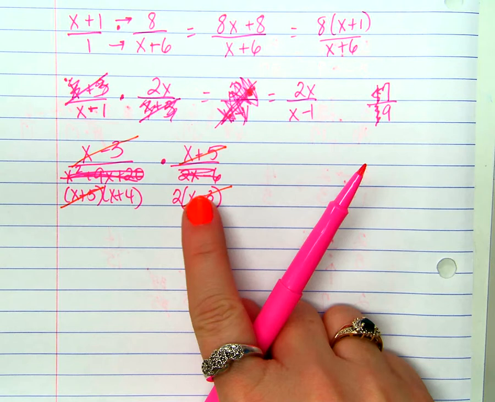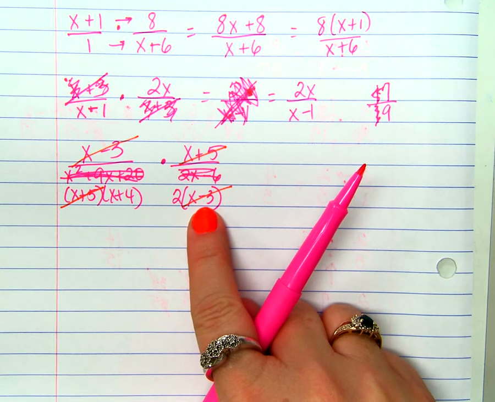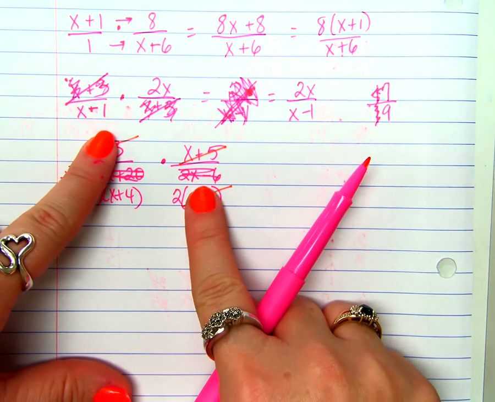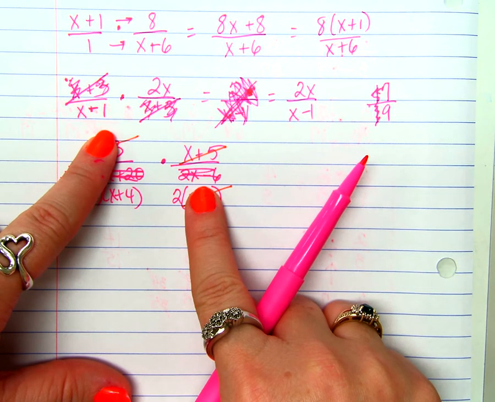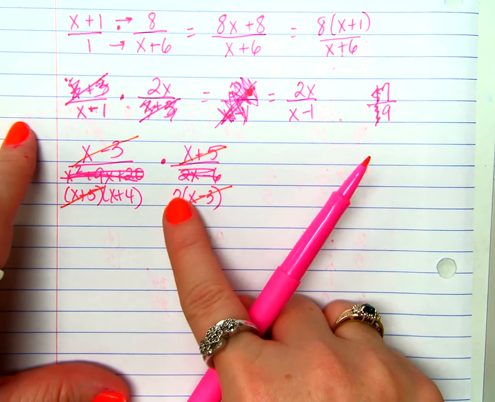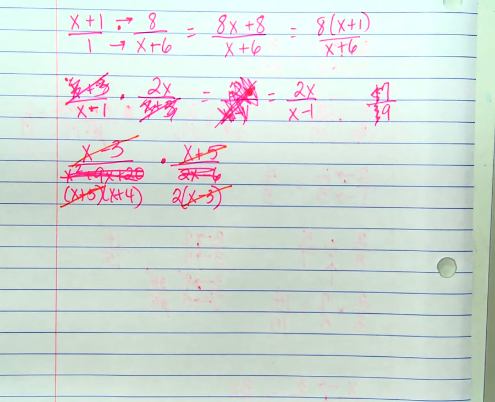Because that's the factor that I need. There's an x minus 3 up here. There's an x minus 3 here. Anything over itself is 1. So I'm simplifying those two to 1. There's not a 2 up here, so I don't have to cancel out or simplify that factor of 2.